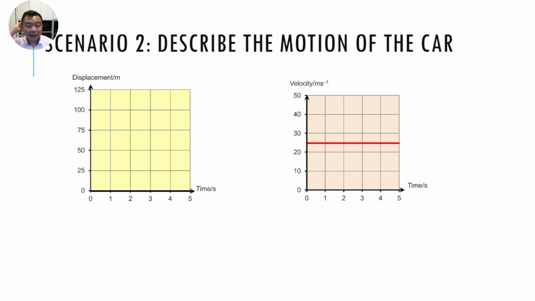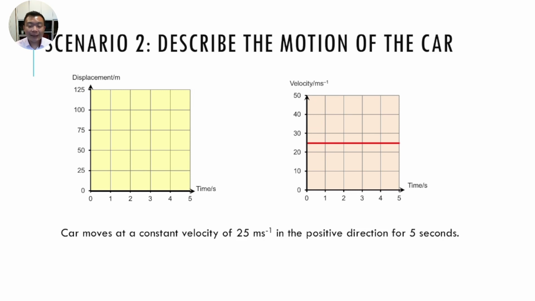How about this? Describe the motion of the car looking at just the velocity time graph. Again, I'll give you 5 seconds to think. All right. So, as you can see, the velocity of the car remains constant at 25 meter per second for 5 seconds. In addition, we noted that the velocity of the car is positive. This means that the car is moving in the positive direction.